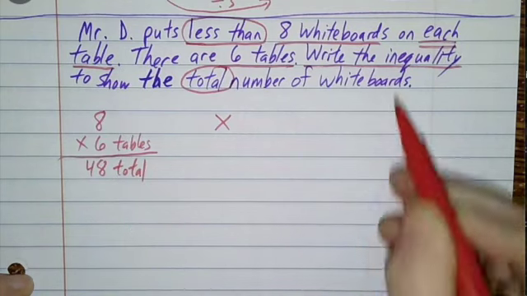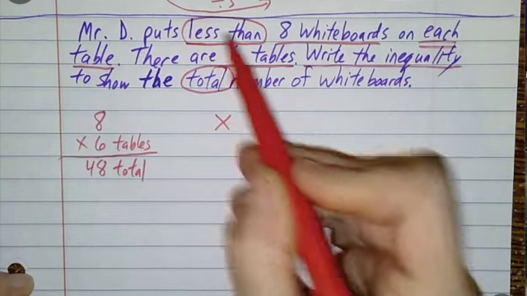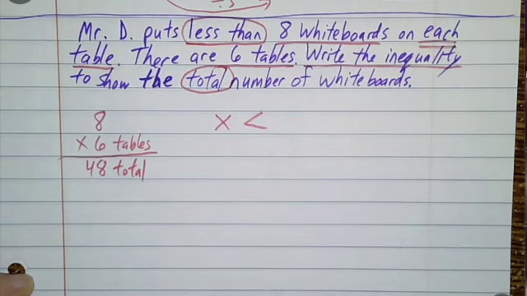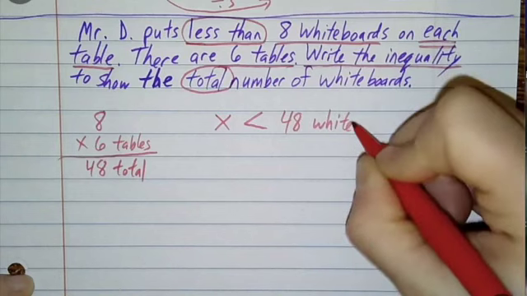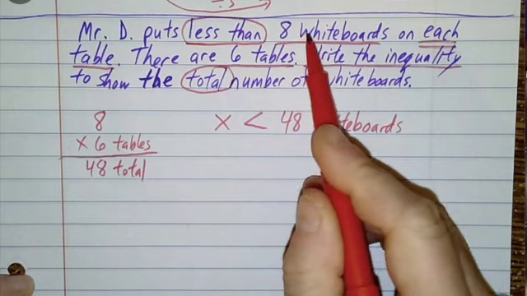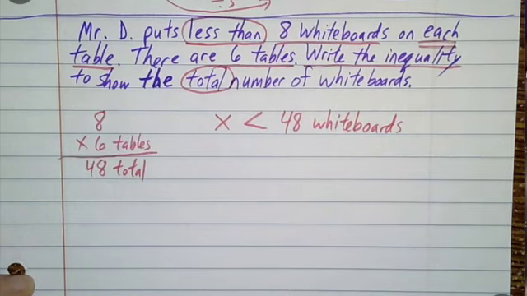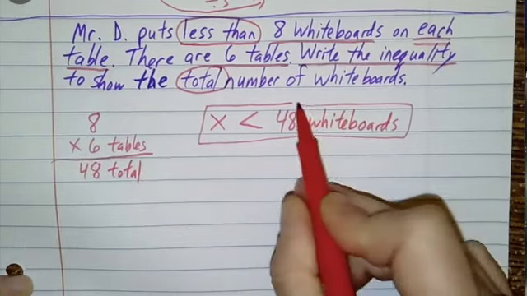But if we're writing an inequality, remember we have to use our signs. So less than's our clue. So x would be less than 48 whiteboards. Why did we multiply? Because we needed the total. There were 8 whiteboards on each table, but there were 6 tables total. So 8 times 6 is 48. Did we write an inequality? Did we write the variable first? Yes, we did.